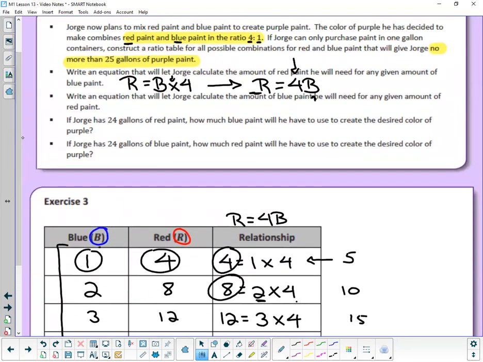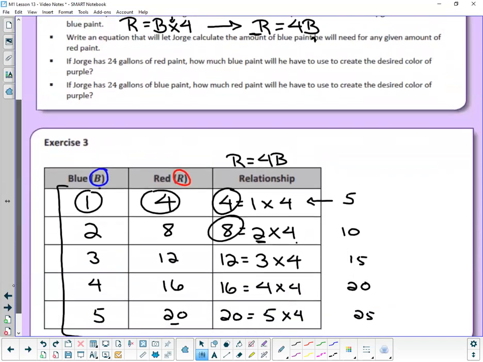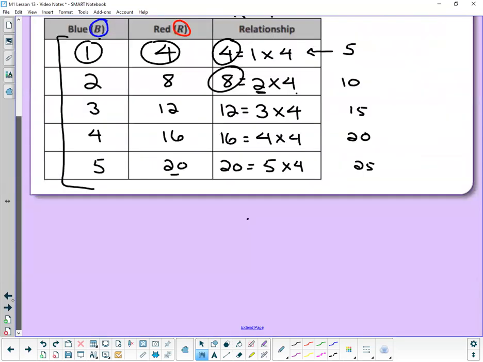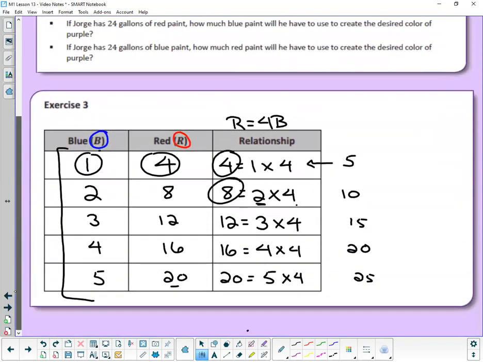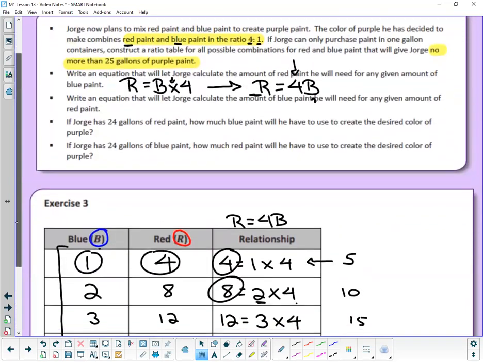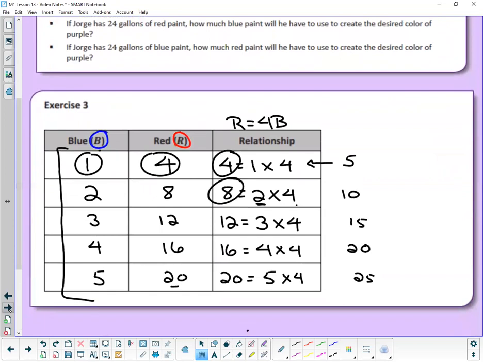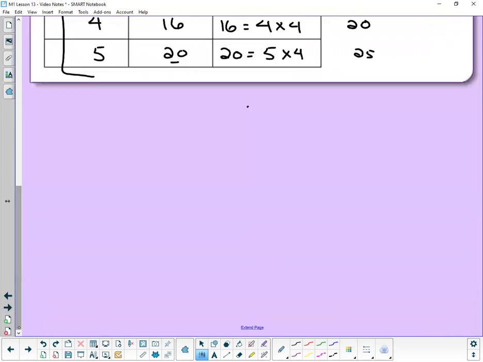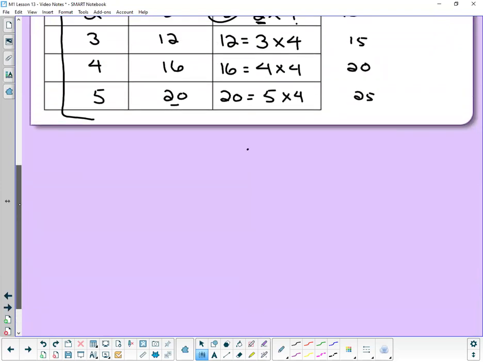Then it says, write an equation that will let Jorge calculate the amount of blue paint he will need for any given amount of red paint. This is a little trickier. This is just a little bit trickier. I'm going to show you 2 ways to write that. Unfortunately, I'm still working with a very old smartboard, so it doesn't always want to do what I want it to do.